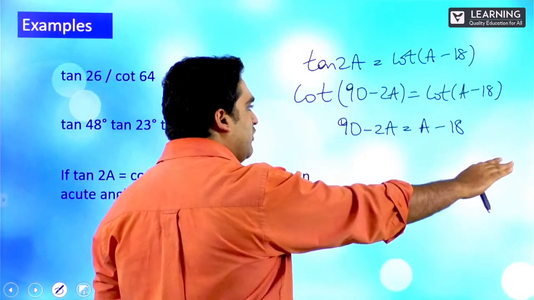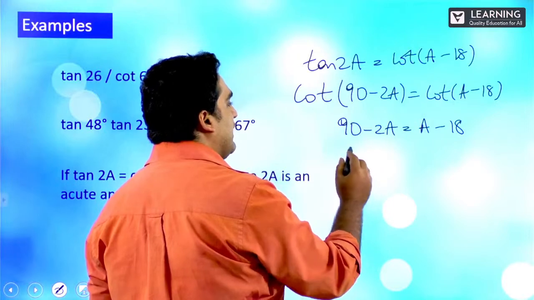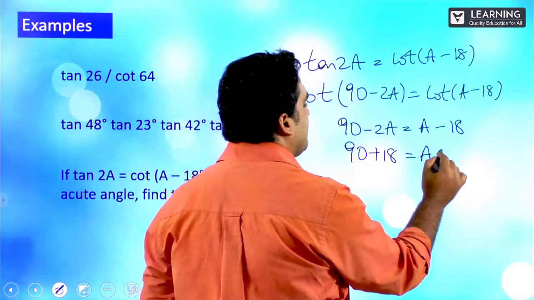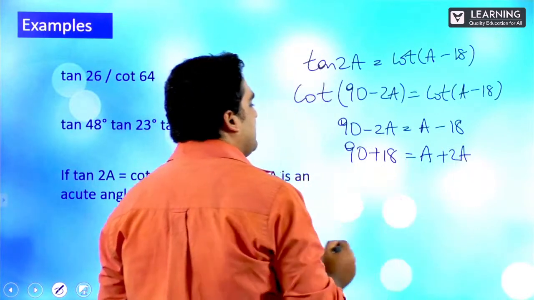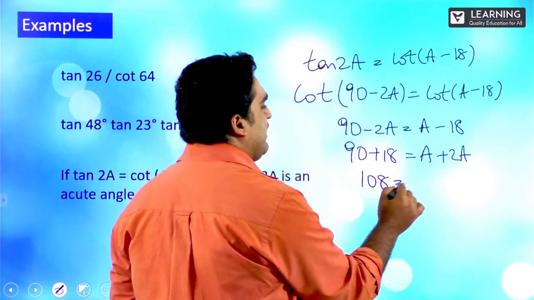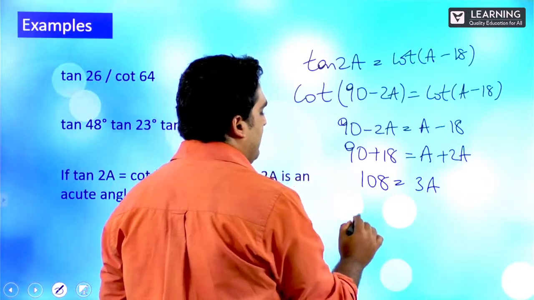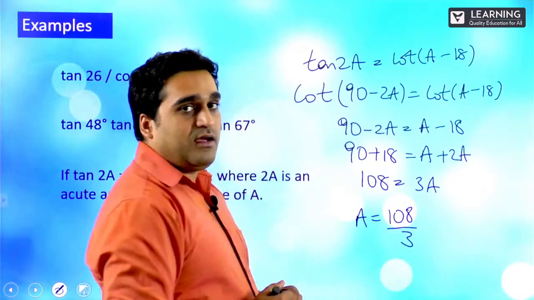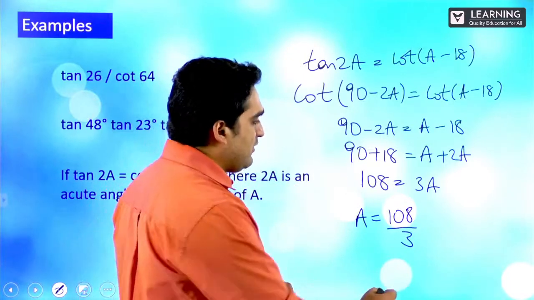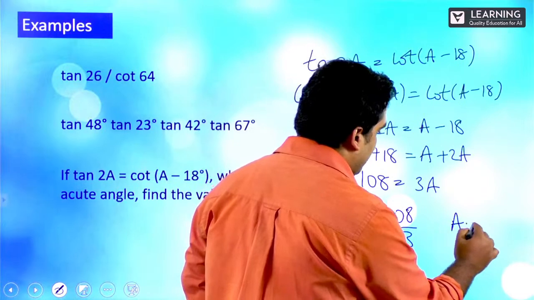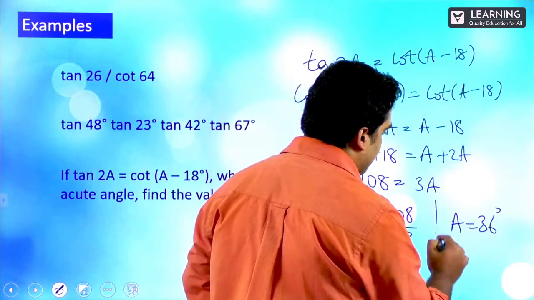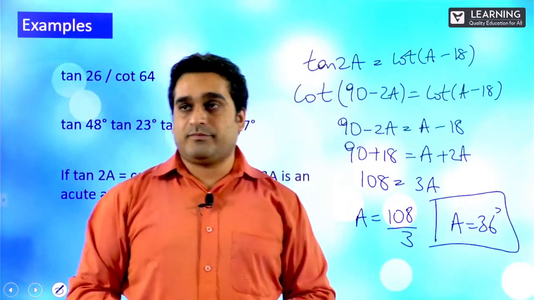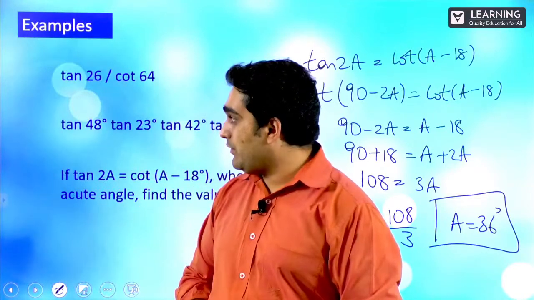Bring all the a on one side, all the numerical on the other side. So you get 90 plus 18 equals a plus 2a. 90 plus 18 is 108 equals 3a, where a is equal to 108 by 3. And you divide by 3, and what you get is 36 degrees. All right?